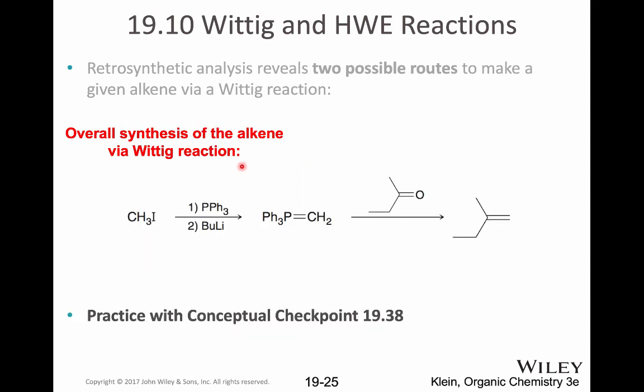So overall, the best way to make this particular alkene is to take methyl iodide and react it with triphenylphosphine in an SN2 reaction. Then do an elimination reaction to make your phosphorus ylide, then react that with your carbonyl compound in a 2+2 cycloaddition followed by fragmentation, the Wittig reaction, to make your alkene.